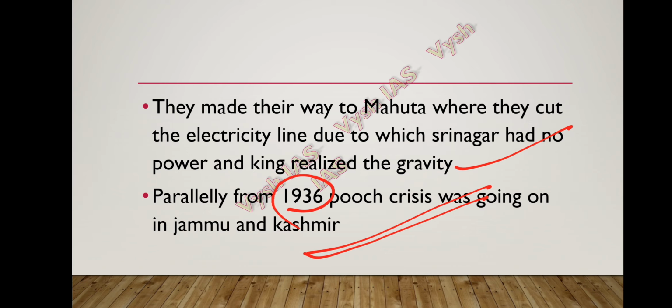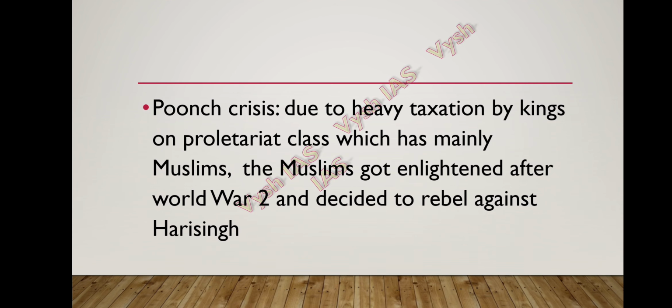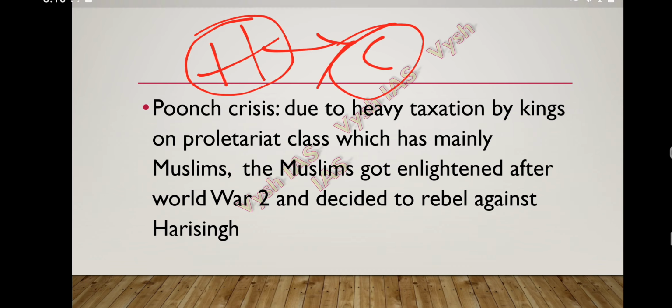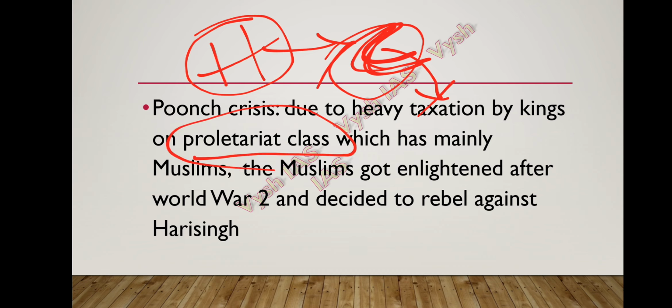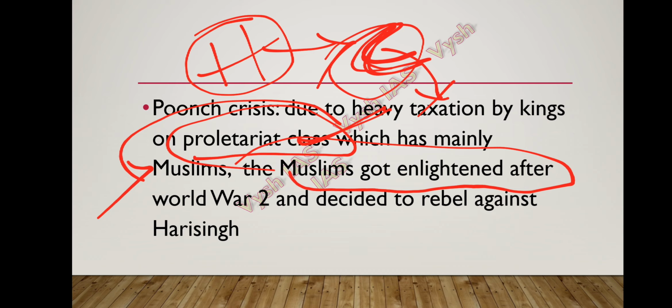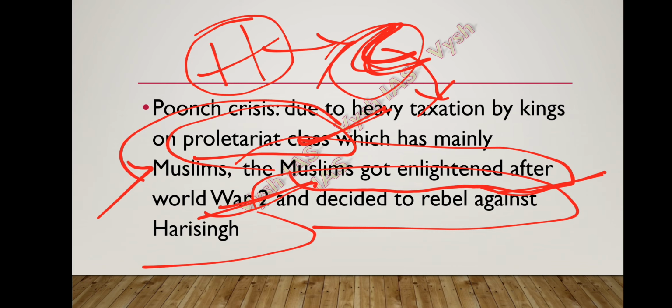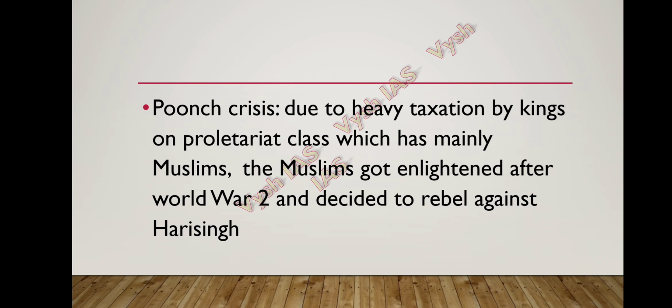Parallelly, from the year 1936, the Poonch crisis was going on in Jammu and Kashmir. So, what is this Poonch crisis? Actually, I have told you that this Hari Singh is a communalistic person. Because of his communal ideologies, he used to tax the proletariat class heavily. The proletariat class consists mostly of Muslims. So he charged heavy taxes on them. Because of this, Muslims got enlightened after World War II, and they decided to rebel against Hari Singh, and this is called the Poonch crisis.